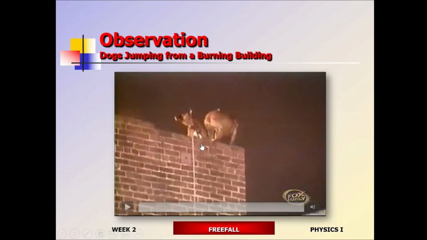So these dogs are about 30 to 35 feet up. If they have to jump, what are the chances that they will survive? Is it good or is it bad? What do you guys think? What are the chances of survival? It's pretty bad. You would think so, right?